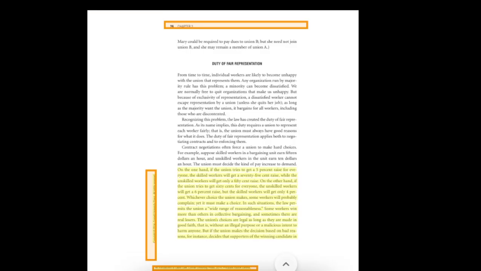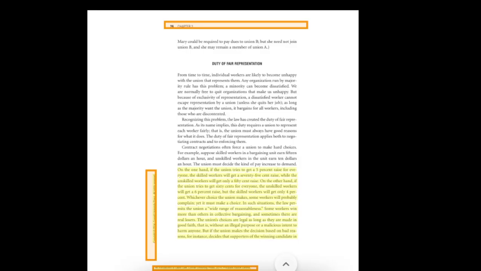In such situations, the law permits the union a wide range of reasonableness. Some workers win more than others in collective bargaining, and sometimes there are real losers. The union's choices are legal as long as they are made in good faith, that is, without an illegal purpose or a malicious intent to harm anyone.